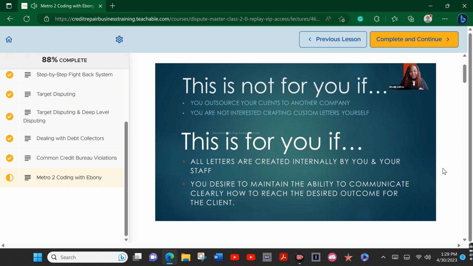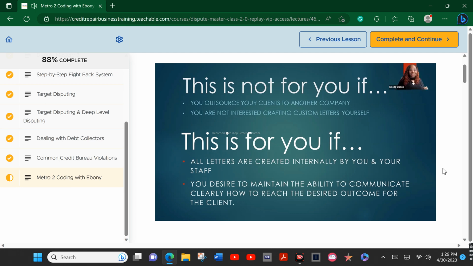This is not for you if you're not interested in crafting custom letters yourself. If you hate writing letters, if you hate content, if you hate doing research, if you hate getting that credit report and breaking it down and figuring out how to leverage the errors and the mistakes that you see, this is definitely not going to work out for you. Not this hour. The rest of it, yes, but not this one.